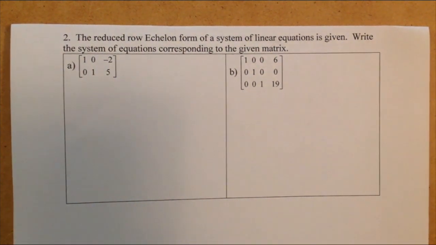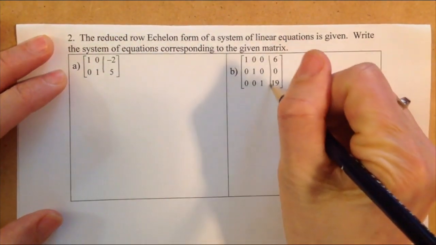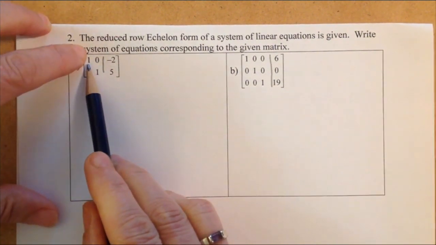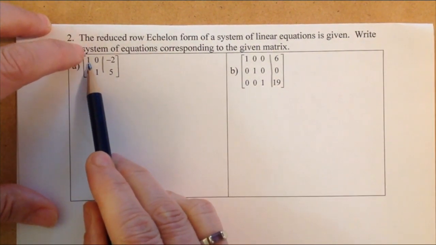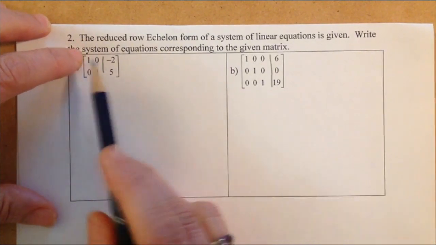So we have the reduced row echelon form for a system of equations given to us, and what we want to do is write the system of equations that corresponds to our matrix. Okay, so what we have is the first one. We get to choose our variable names. Now this has two variables, and so I'm just going to use x and y.